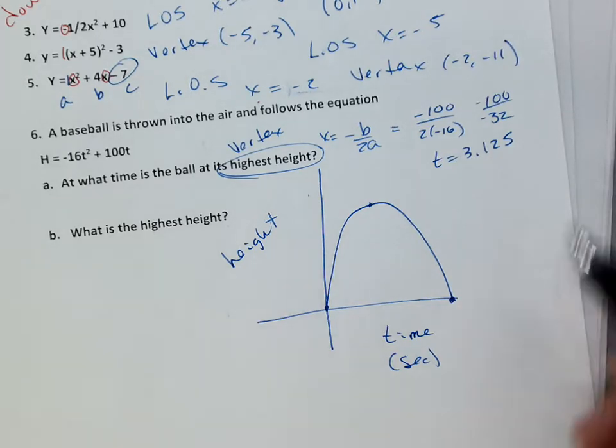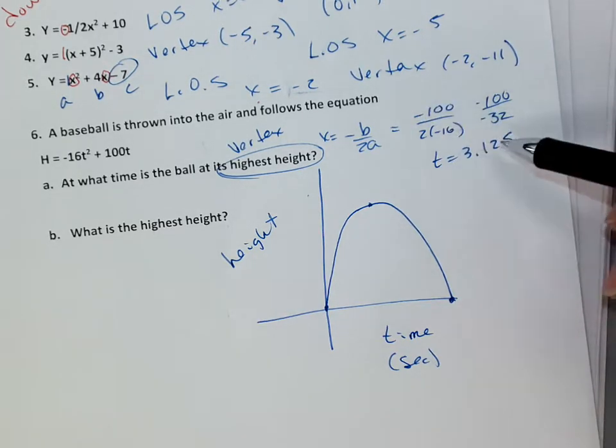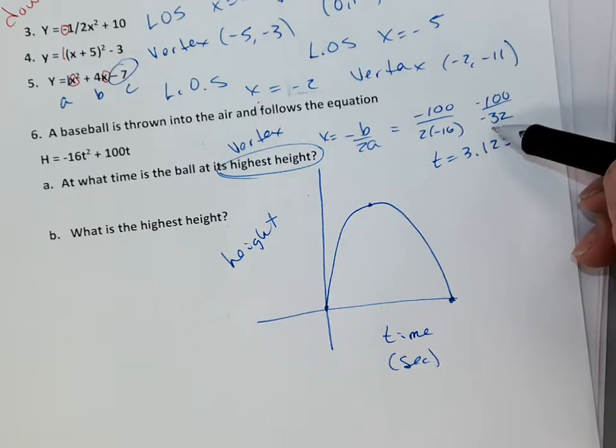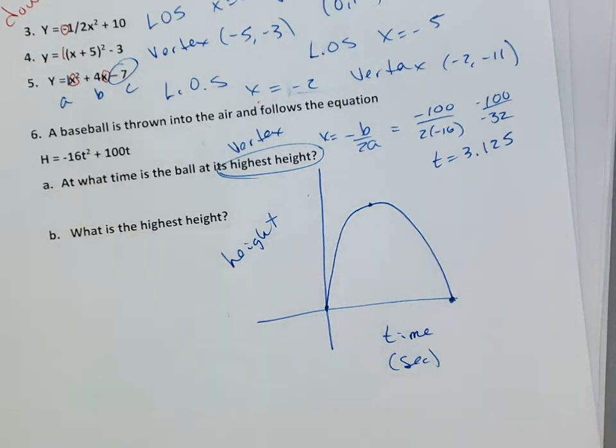But you see why it's positive? It's the negative and the negative. It's a negative 100 over negative 32, right? And we can't have negative time anyway, can we? No. So at about 3 seconds, it's at its highest.